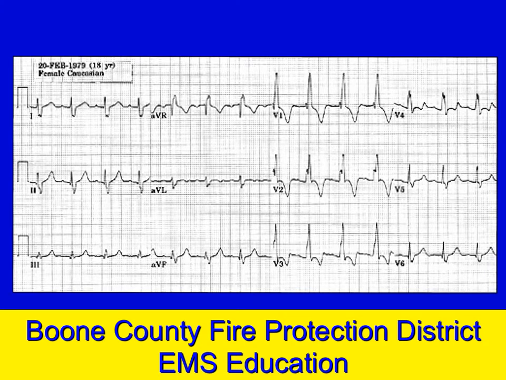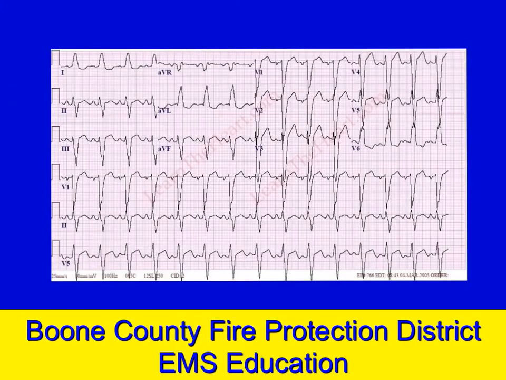Pretty classic right bundle branch pattern here in V1 with the rabbit ears, the predominantly positive R prime, the second positive deflection, very clearly points up, so we have a right bundle.